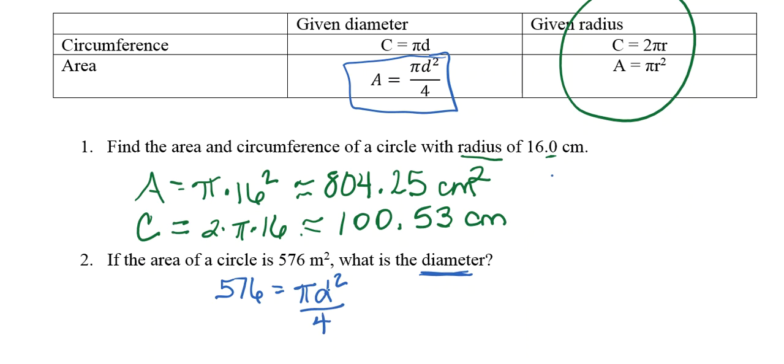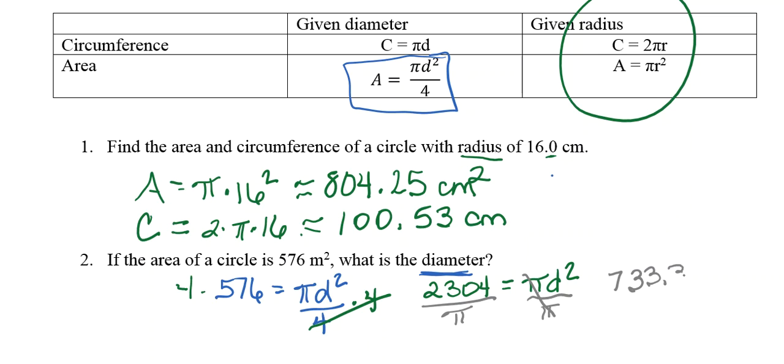So we're going to think about what I have to do to get d by itself. The first thing I'm going to do is multiply by 4. So 576 times 4 is 2304. Now the 4 is gone. Now I have to get the pi out of there. Since it's multiplying with the d squared, I'm going to divide by pi to remove it. Again, I'm going to use the pi button. So I have approximately 733.39 is d squared.